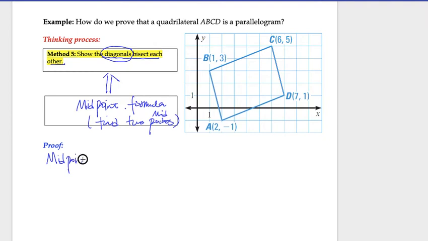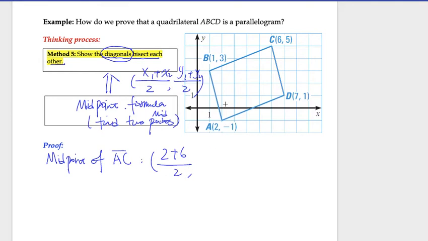First, remember again, you're looking for diagonals, so you're looking for the midpoint of AC. As we mentioned, the midpoint formula is to find the sum of x and the sum of y, each divided by 2. So for the midpoint of AC, this is my x1, x2: 2 plus 6 divided by 2. Again, focus on x and then focus on y: -1 plus 5 divided by 2. Remember, this is a coordinate, so this is a parenthesis.